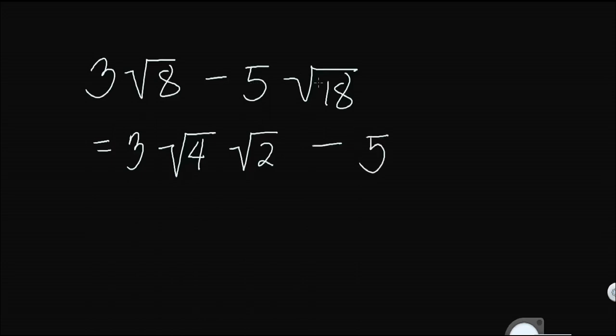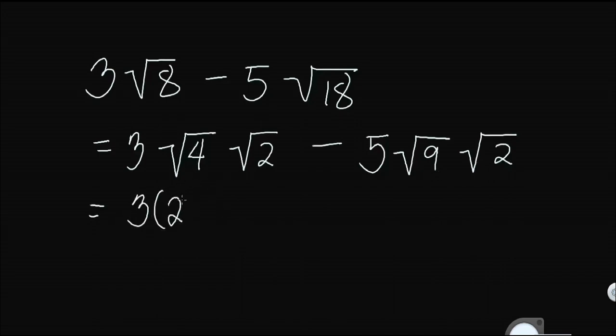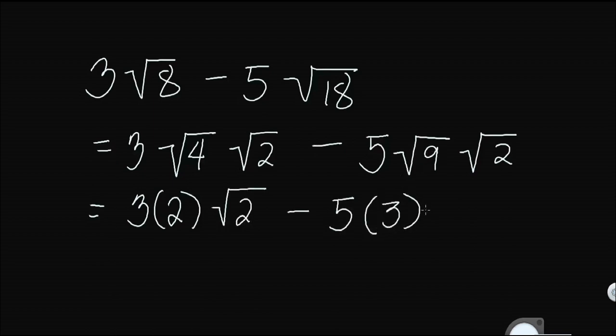Minus 5, square root of 18. 9 goes into 18. 9 times 2 is 18. 4 times 2 is 8. Makes sense. So 3 times square root of 4, we simplify. That is 2 square root of 2, minus 5. Square root of 9, we have 3 square root of 2.